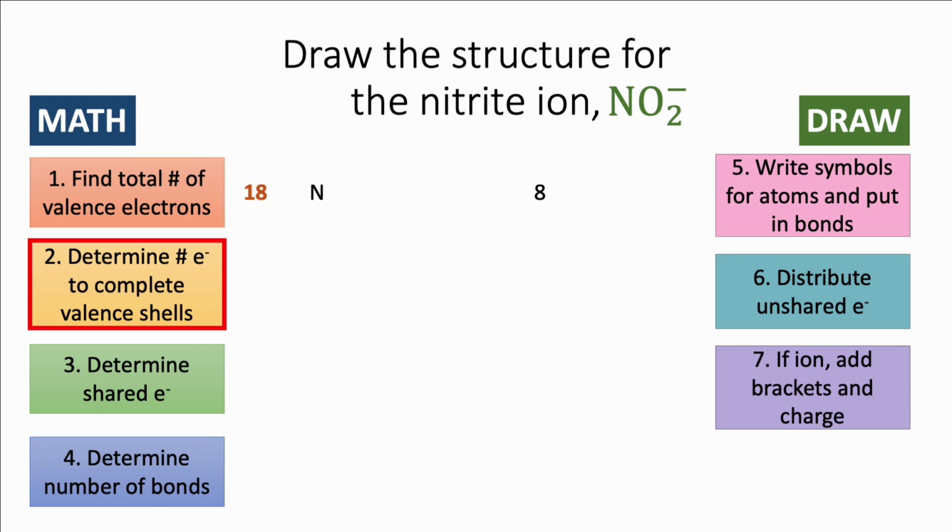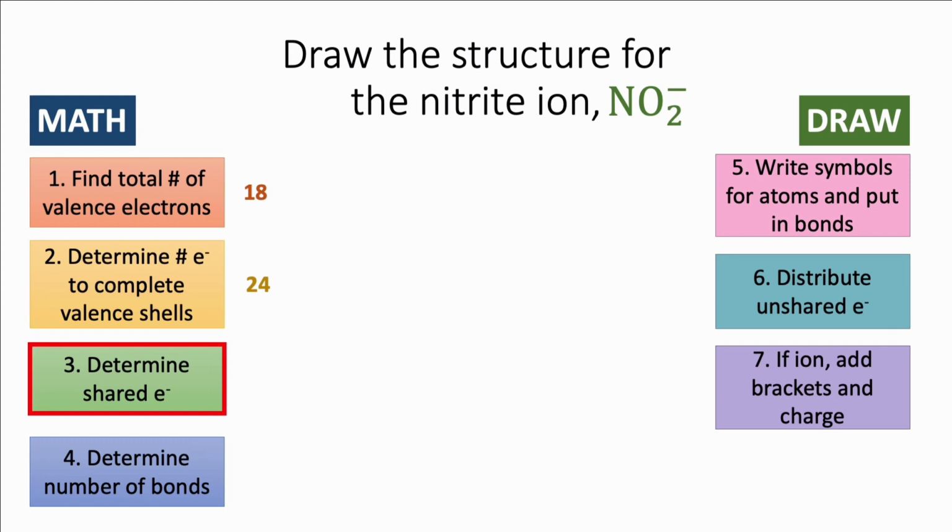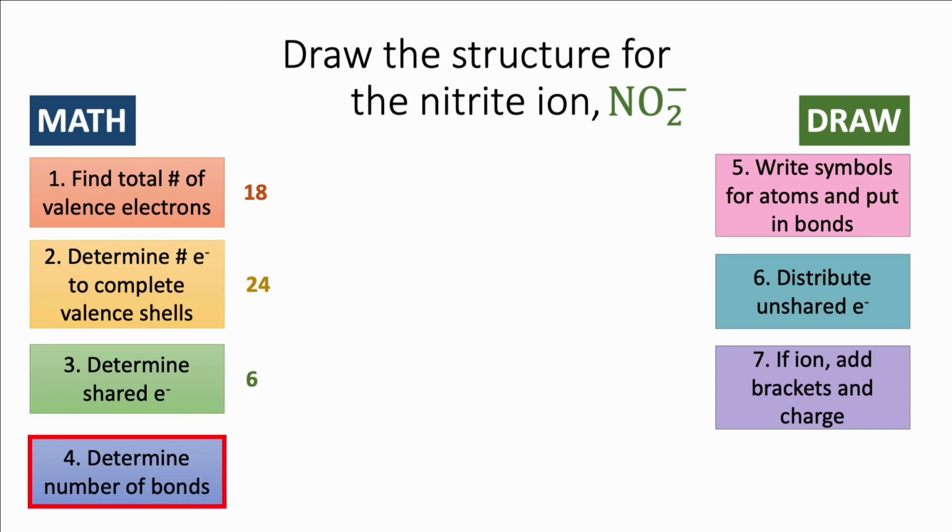Now let's figure out how many electrons we need to get everything to noble gas configuration. Nitrogen needs 8. Each oxygen needs 8, but there's 2 oxygens, so that's 2 times 8, or 16, and that means we need 24. So how many shared electrons do we have? It's just 24 minus 18, which is 6. And that gives us 3 bonds. So let's move on to the draw stage.